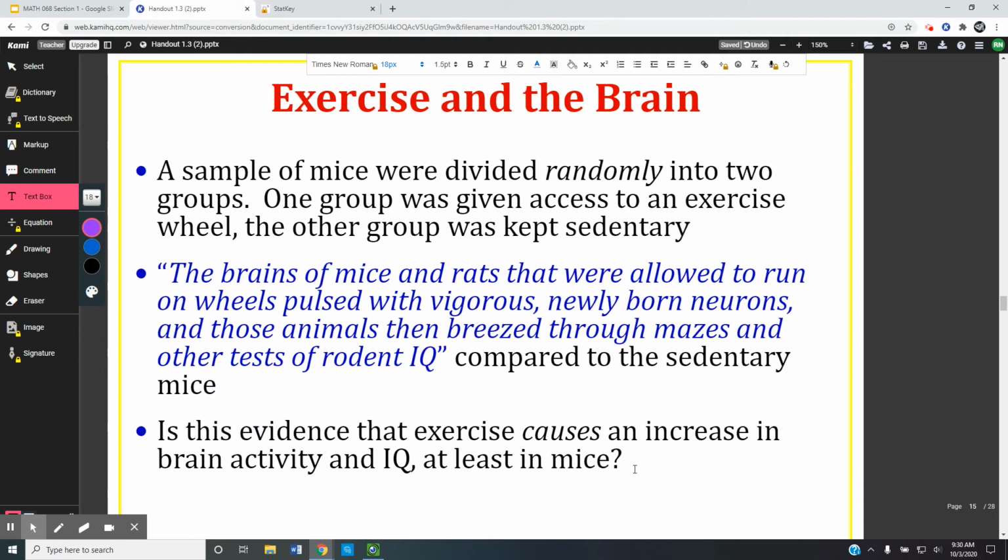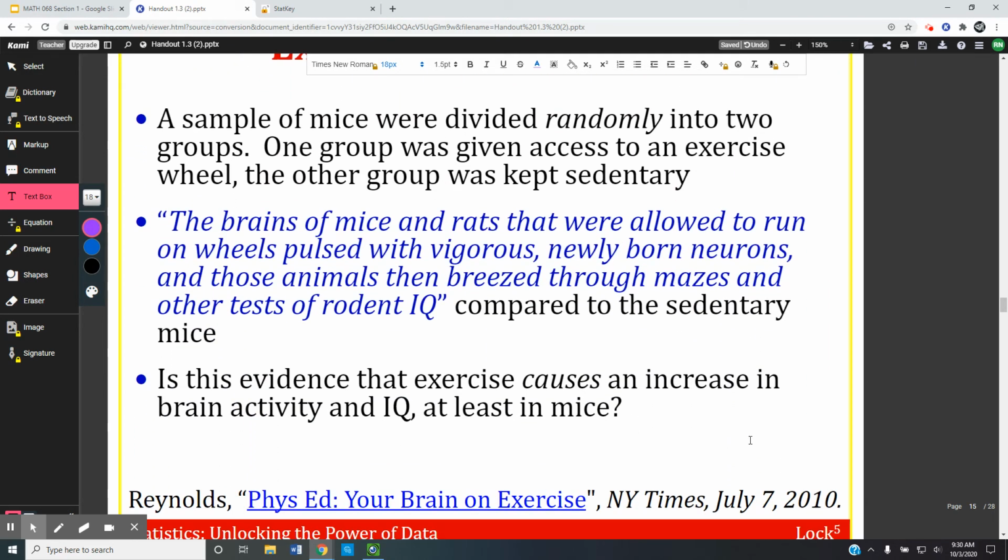Now let's take another one. A sample of mice were divided into two groups. One group was given access to an exercise wheel and the other group was kept sedentary. So you can see that we have randomly divided our groups. Part of them get the wheel and part of them get sedentary lockdown. Poor mice. First of all, it's an experiment. It is a random experiment.